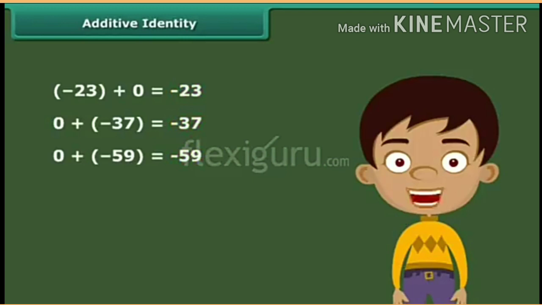Are you clear? I have given some more examples for additive identity. Minus 23 plus 0 is equal to minus 23. 0 plus minus 37 is equal to minus 37. 0 plus minus 59 is equal to minus 59. So, here 0 is an additive identity.